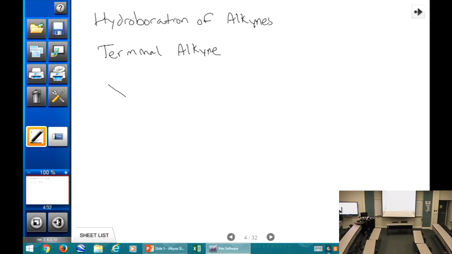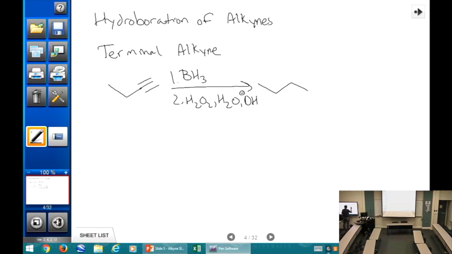Right, so on a terminal alkyne, again, our alkyne's at the end of a chain. So we use our standard hydroboration conditions, BH3, H2O2, water, and hydroxide, right? We're going to make an aldehyde.